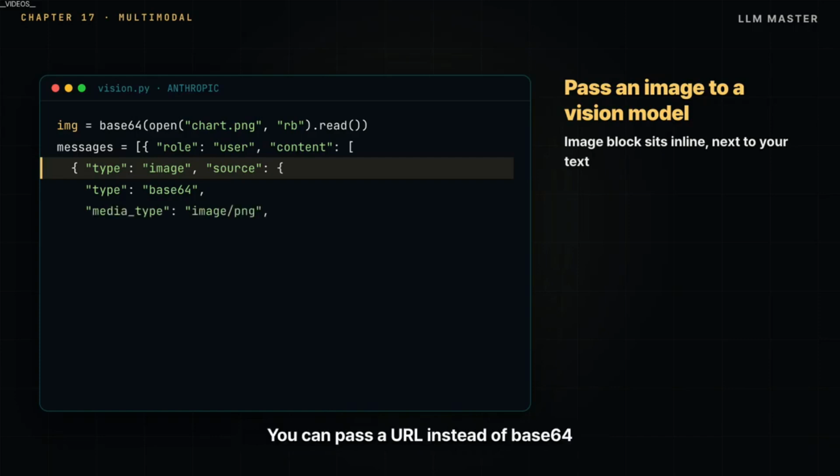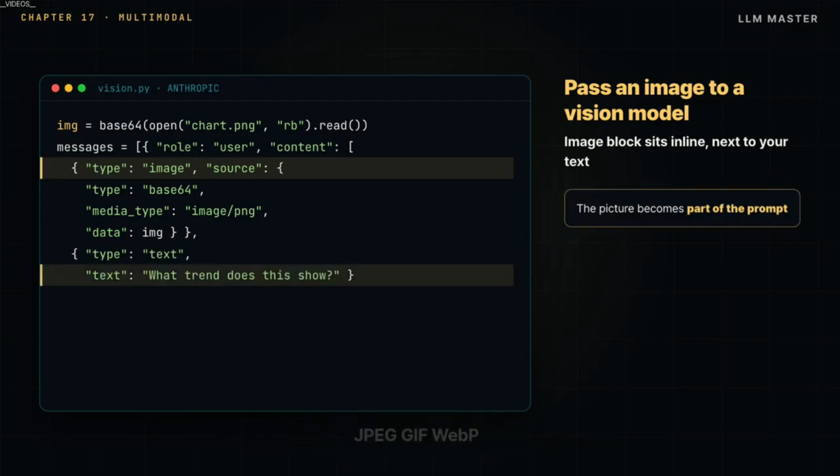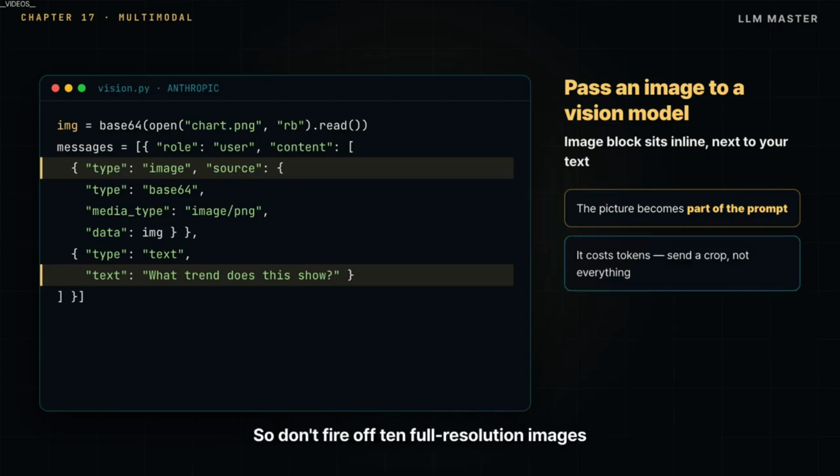So "what trend does this show" is answered against the chart you attached. You can pass a URL instead of base64, and you can include several images in one message, useful for before and after or multi-page documents. Supported formats are the common ones: PNG, JPEG, GIF, WebP. The key idea is that the picture becomes part of the prompt, tokenized like everything else, which means it costs tokens and it competes for context. So don't fire off 10 full-resolution images when a caption or a crop would do. Treat images as expensive context because that's exactly what they are.